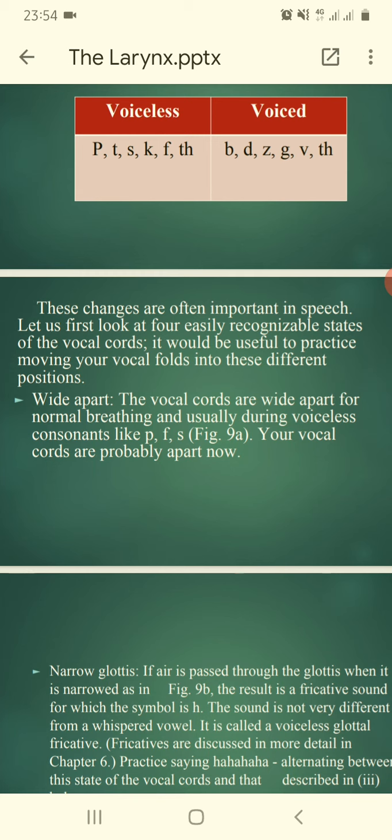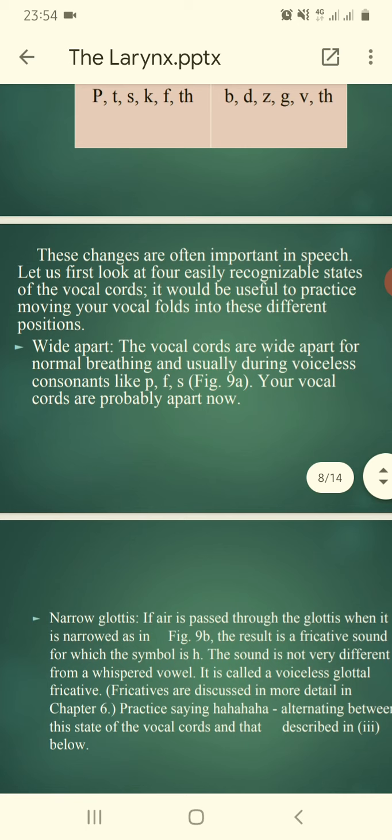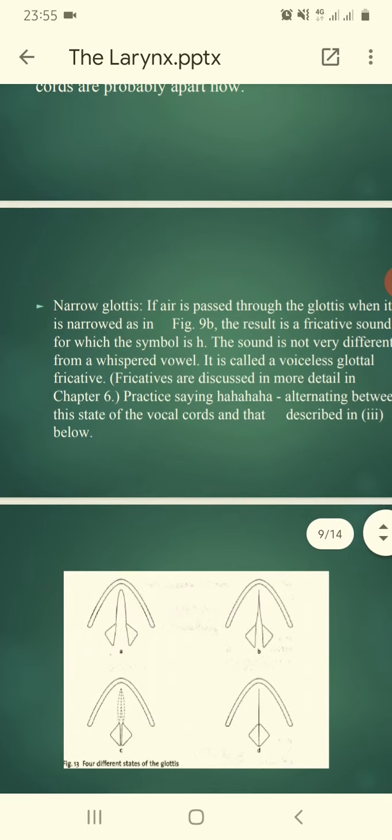Let us first look at four easily recognizable states of the vocal cords. It will be useful to practice moving your vocal folds into these different positions. Wide apart: the vocal cords are wide apart for normal breathing and usually during voiceless consonants like S. Vocal cords are probably apart now.